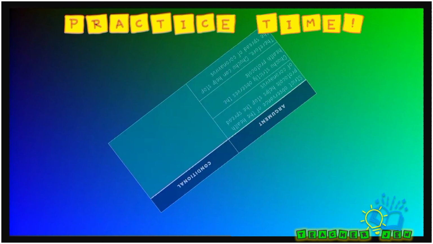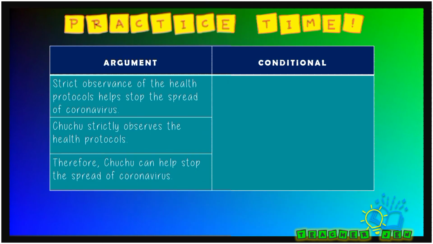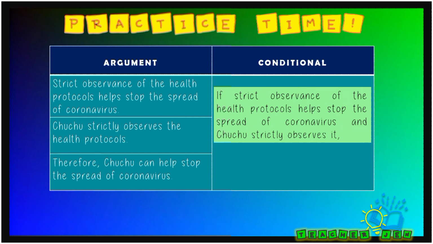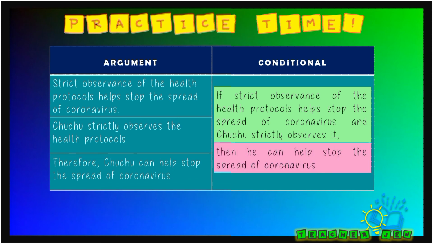For the second item, under argument it says, strict observance of the health protocols helps stop the spread of coronavirus. Choo-Choo strictly observes the health protocols. Therefore, Choo-Choo can help stop the spread of coronavirus. If we transform this to conditional, it will be like this. If strict observance of health protocols helps stop the spread of coronavirus, and Choo-Choo strictly observes it, then she can help stop the spread of coronavirus.